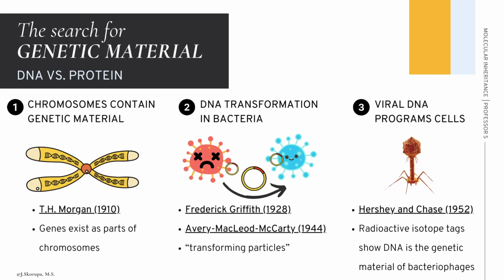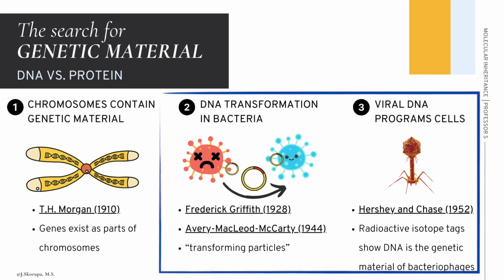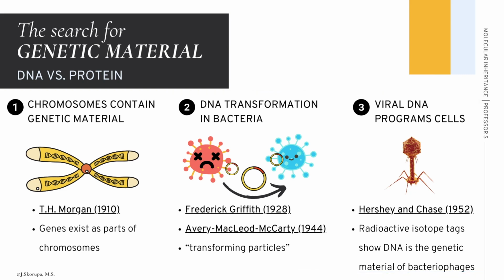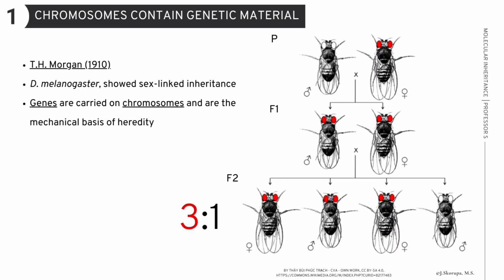So, while the role of chromosomes in heredity was discovered using flies, the role of DNA in heredity was first discovered by studying bacteria and the viruses that infect them. Let's begin with Thomas Hunt Morgan's work in 1910, which showed that chromosomes contain the genetic material. For his work, he used the model organism Drosophila melanogaster, a species of fruit fly.